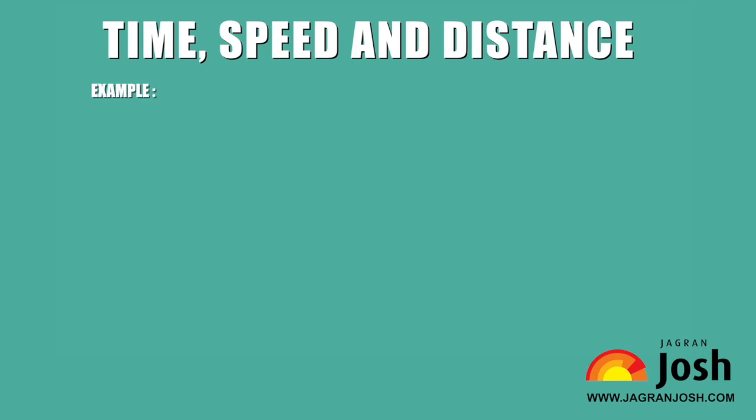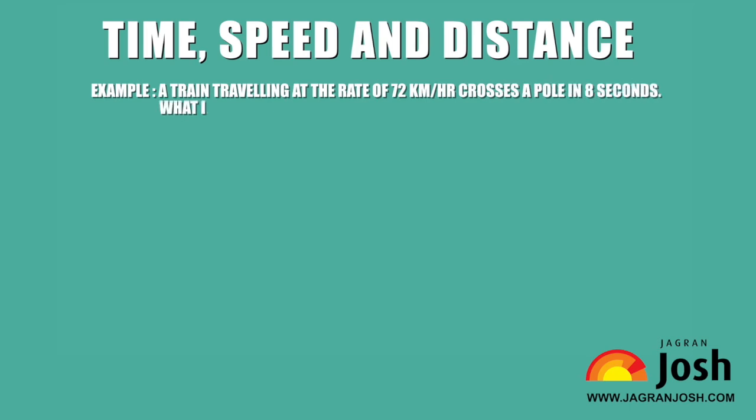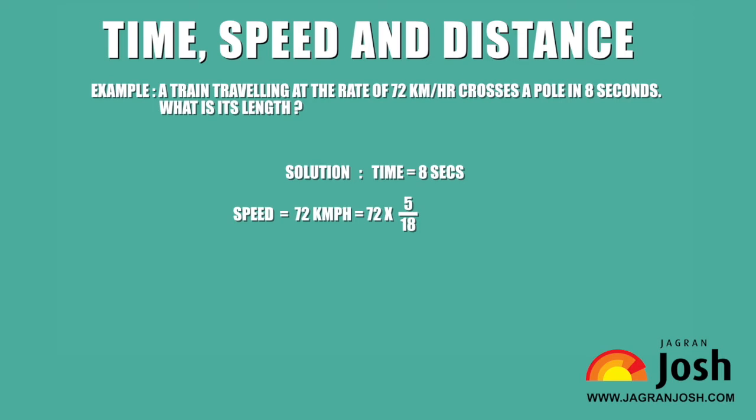Example: a train traveling at the rate of 72 km per hour crosses a pole in 8 seconds. What is its length? Solution: time is equal to 8 seconds. Speed is equal to 72 km per hour, which is equal to 72 into 5 upon 18 meter per second, which is equal to 20 meter per second. Length is equal to speed into time, which is equal to 8 into 20, which is equal to 160 meter.